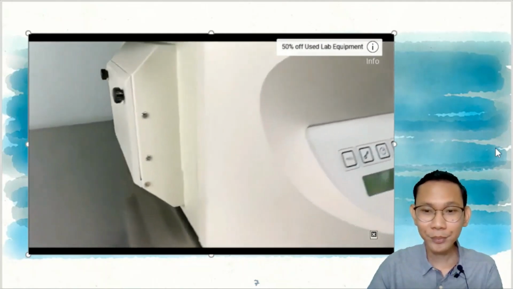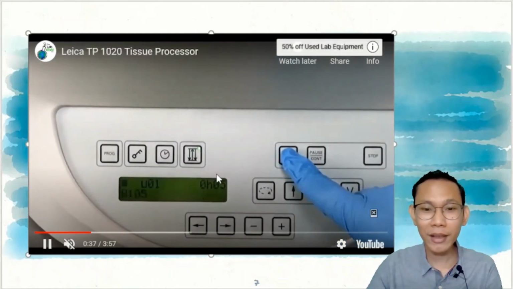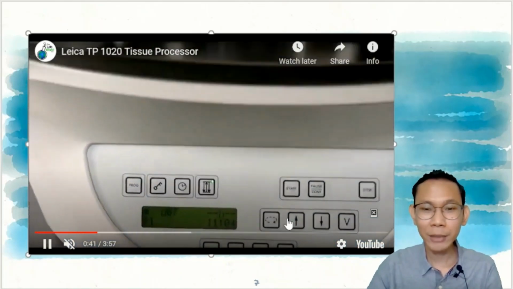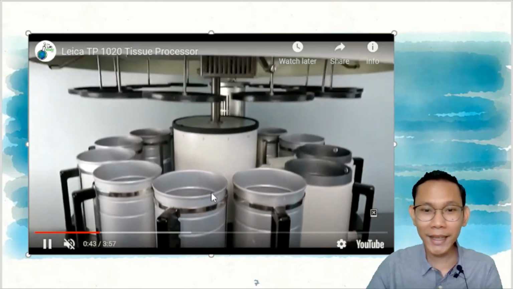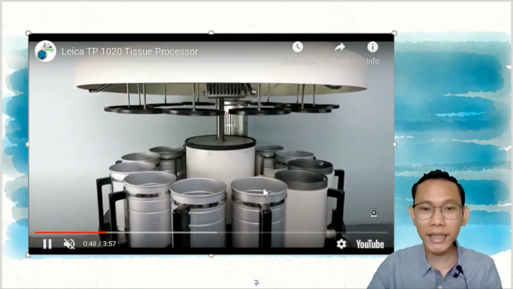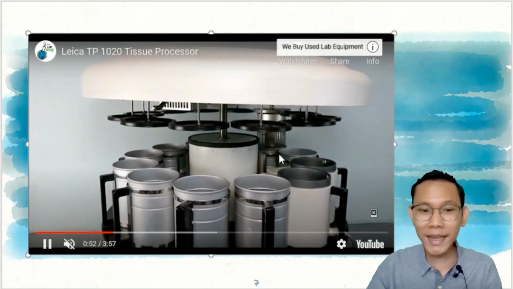Tapos, sini-set up niya yung specific timing for the different steps or process. Diyan yan ini-input. Tapos, ito yung mga lalagyan ng ating mga reagents. Tapos, it will automatically transfer our tissue cassette. So, ito yung basket na sinasabi ko.